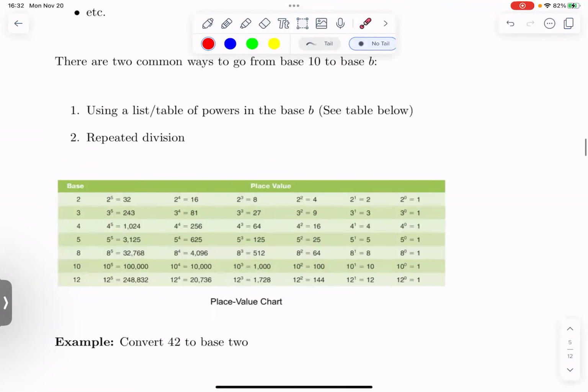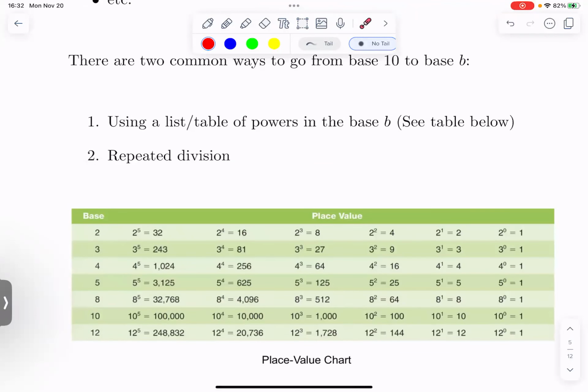Now, there are kind of 2 common ways that you're going to move between your bases. So you could use a list or a table of powers in base B. And so something like this, where you have base 2. Starting over here, 2 to the power of 0 is 1, 2 to the power of 1 is 2, 2 to the power of 2 is 4, all the way up to 2 to the power of 5. You could keep going because you have a calculator.